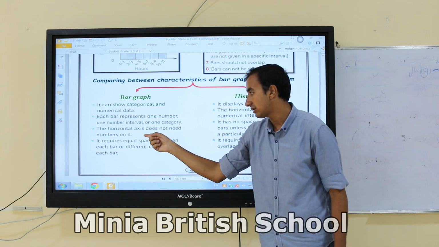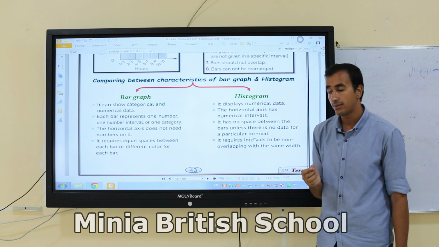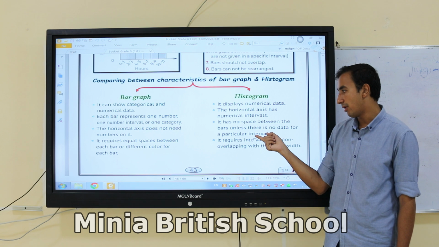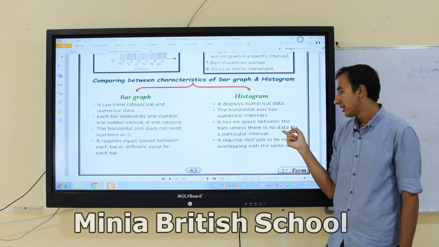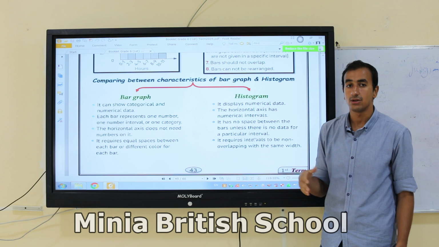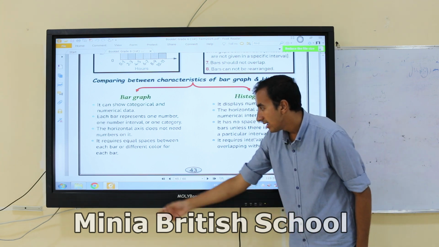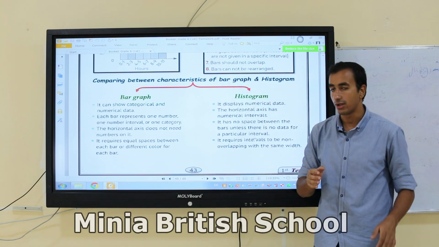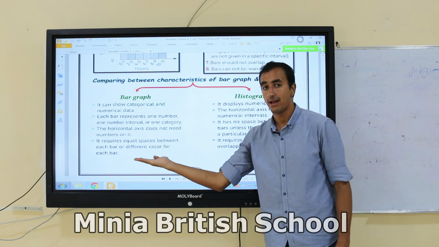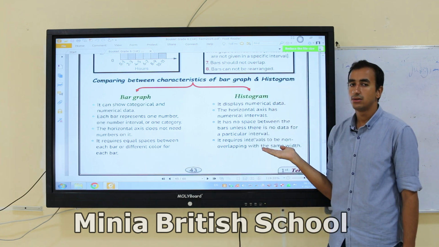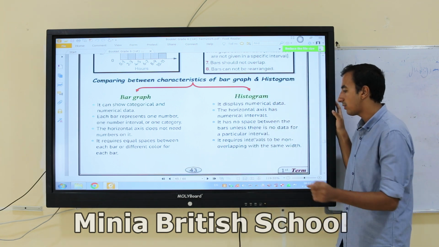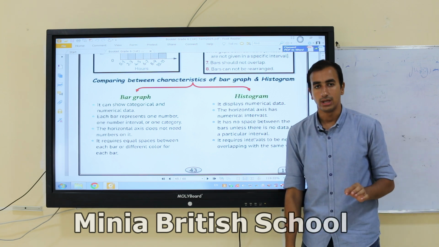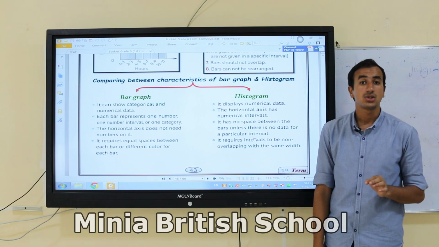Number 3, in a bar graph the horizontal axis doesn't need numbers on it. A histogram has no space between bars unless there is no data for a particular interval, so it has no gaps. A bar graph requires equal space between each bar or a different color for each bar. So it has gaps, but the histogram doesn't have gaps. It requires intervals to be non-overlapping with the same width. That's our lesson today, Lesson 2 in Unit 6.